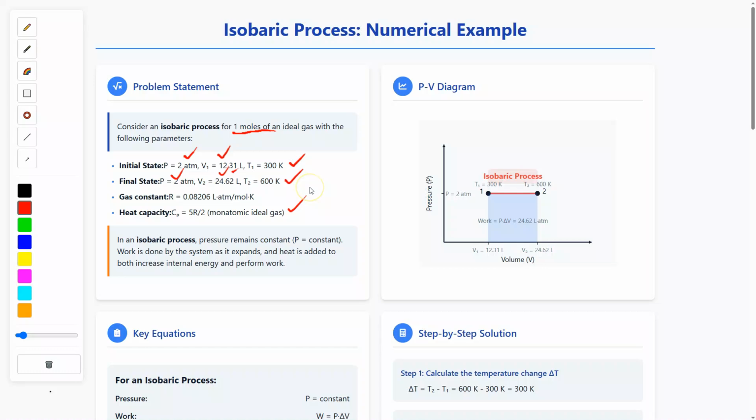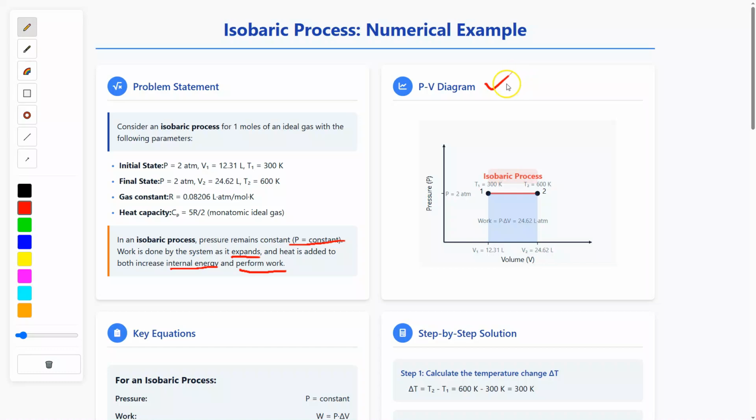Now we have to calculate the work done by the process, then the internal energy change, and then the heat transfer. You know that in an isobaric process, pressure remains constant. Work is done by the system as it expands, and heat is added, which both increases internal energy and performs work.